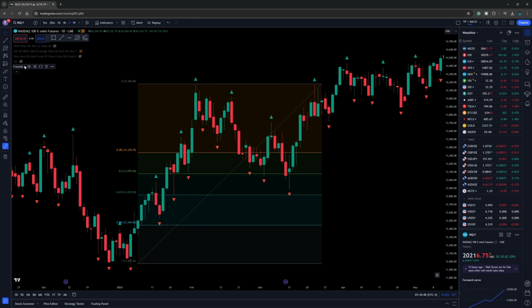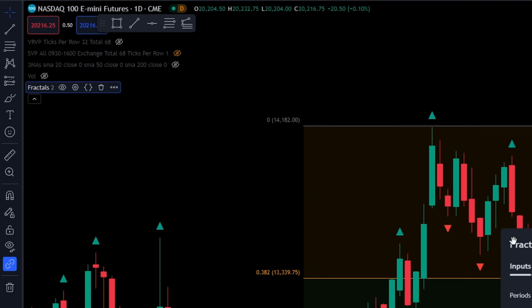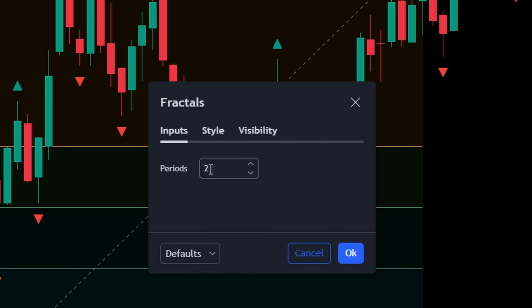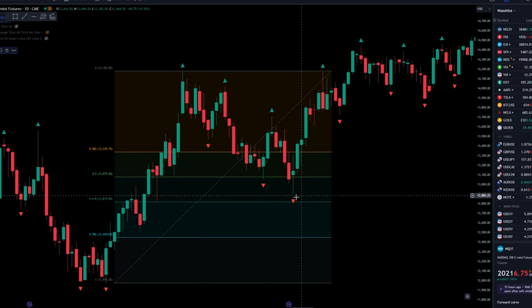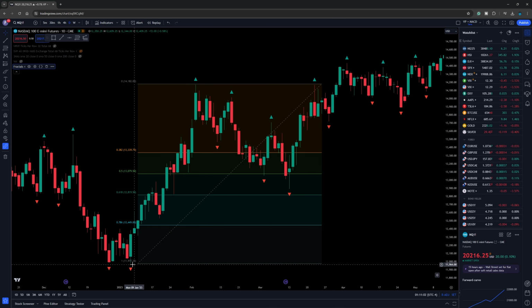Now, once we have fractals turned on, we want to come over here and go to settings. And under settings, we want to go ahead and bump this up to at least 4. 4 or 5 will be our ideal situation. You might want to play with this depending on the instrument that you're trading. But look, we drew the swing point from the correct location. We had that arrow pointing down there. And where was the one up? Oh, right here. So this tool is very, very helpful.